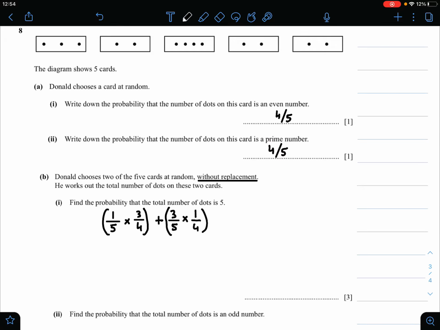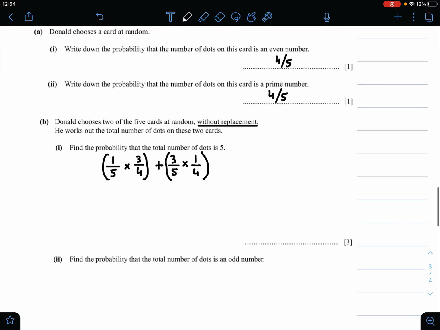So now all you need to do is simplify this working. 1 by 5 multiplied by 3 by 4 is equal to 3 by 20, plus 3 by 5 multiplied by 1 by 4, which is equal to 3 by 20. Therefore you will be left with 6 by 20, because 3 plus 3 is 6. And you can reduce your answer to 3 by 10 by dividing both the numerator and denominator by 2. Therefore your final answer will be 3 by 10.